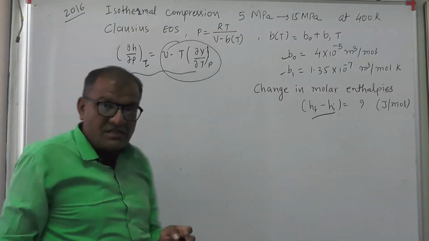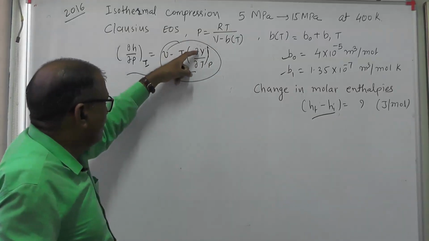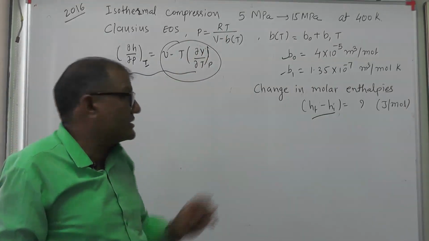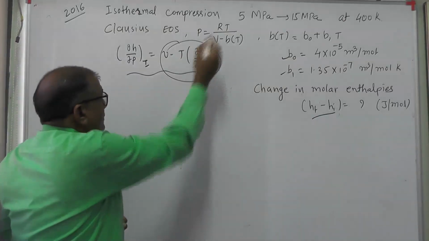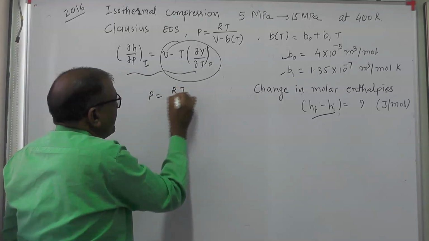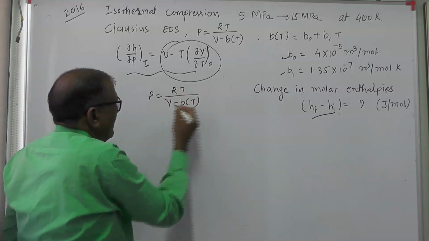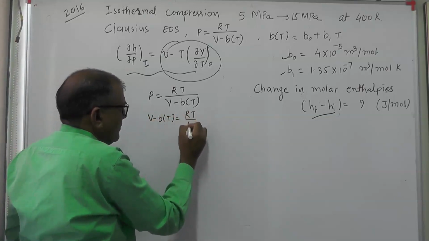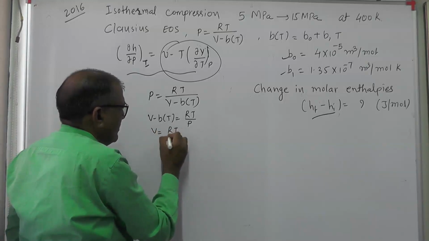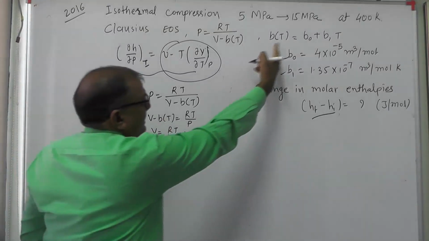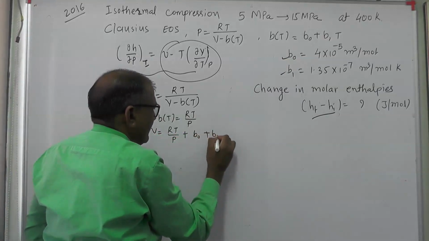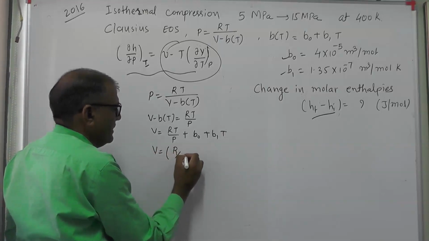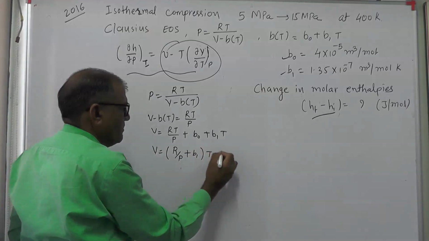How to solve the RHS? In this case, the del V over del T at constant P can be solved from the equation of state. So if I rearrange this equation of state, then it would be V minus Bt equal to RT over P, V equal to RT over P plus Bt, but I can write this as B0 plus B1T, and if you simplify this equation again, it would be R by P plus B1 into T plus B0.